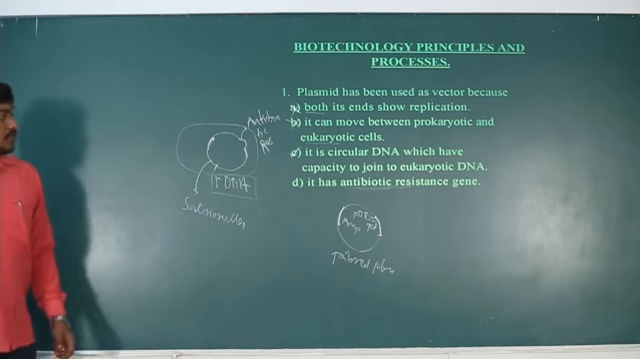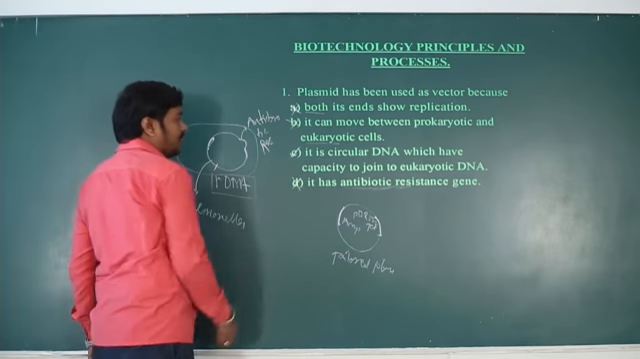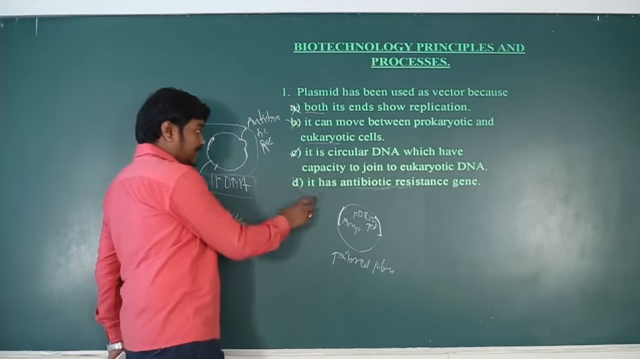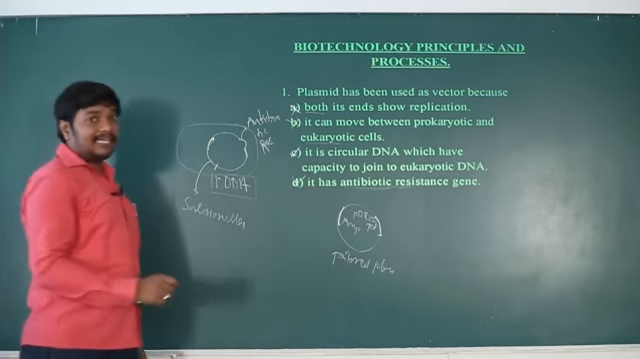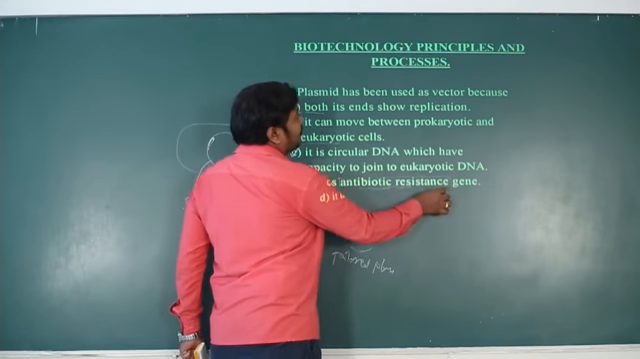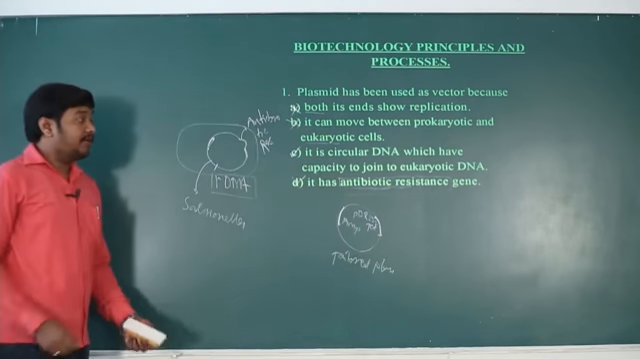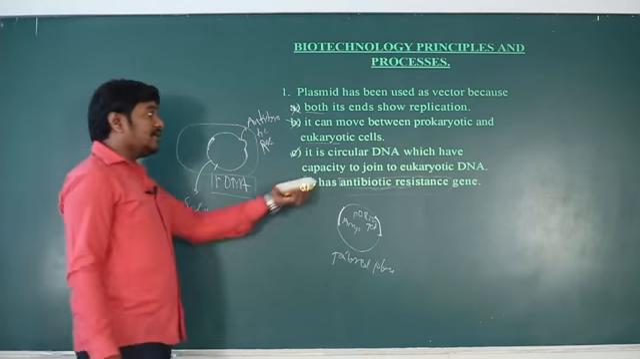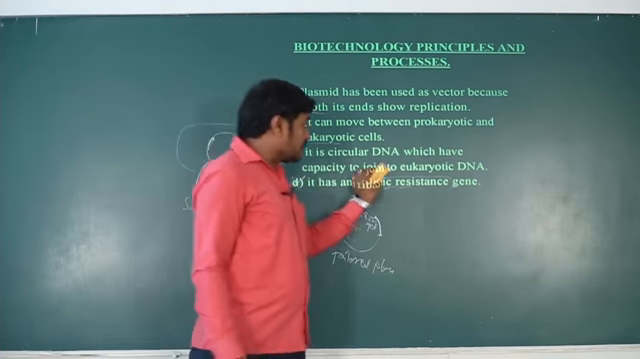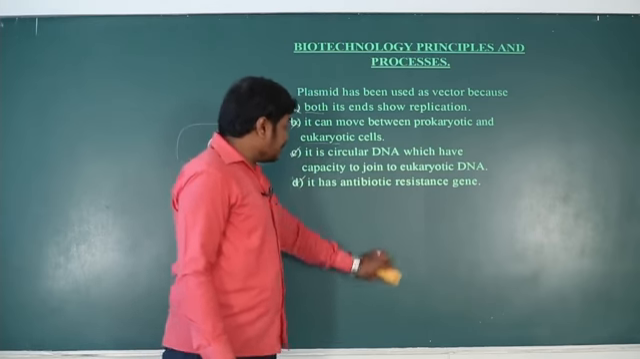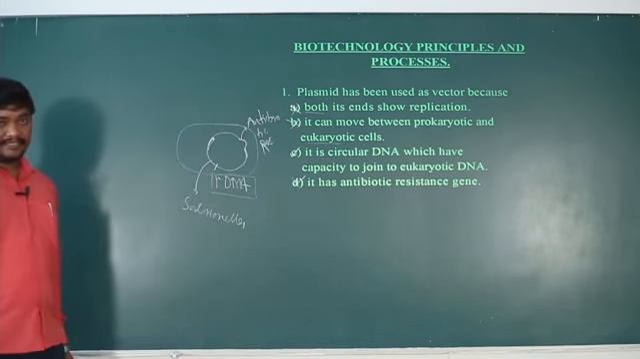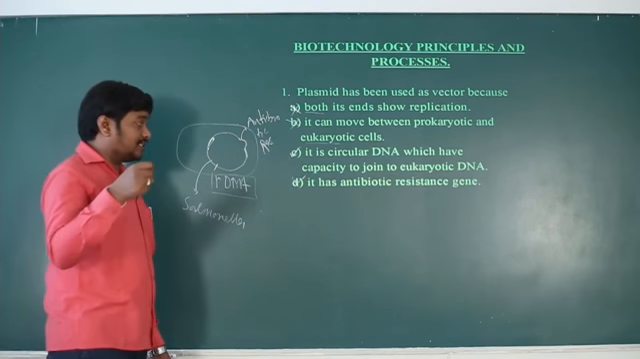So based on this, no doubt, of course it has the antibiotic resistant gene, but this is not the right answer, since only because of that antibiotic resistant gene are we not going to use it as a vector. Without this antibiotic resistant gene also, we can use it as a vector, since it can join the desired DNA from other source, other organism.